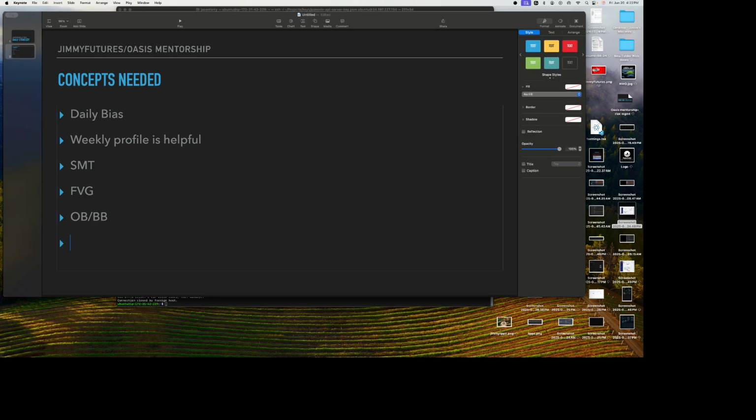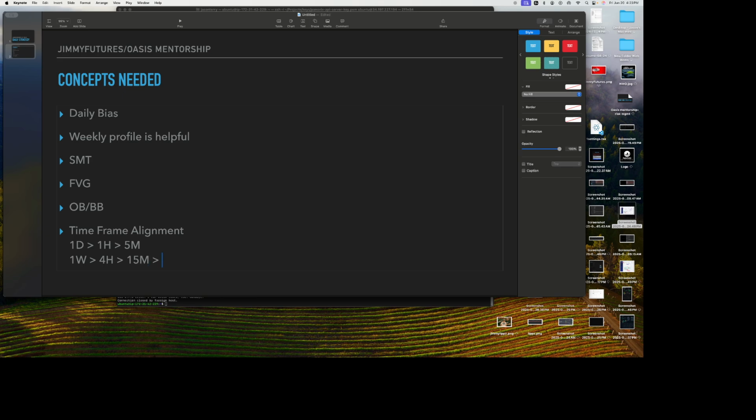Let's add that in right here while we're talking about it. Alignment. Okay, so you go to the daily, 1 hour, and 5 minute. Then weekly, 4 hour, 15 minute, and the 1 minute.